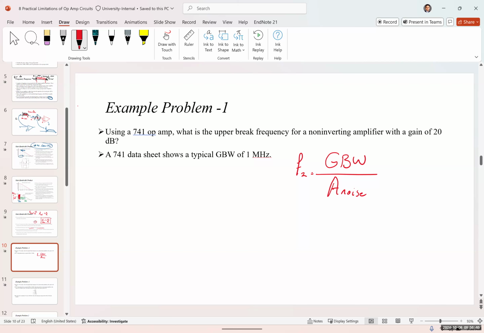Does anyone have the answer? 100 kilohertz. Who else? I got 50K. 50K? Okay. Anyone else?